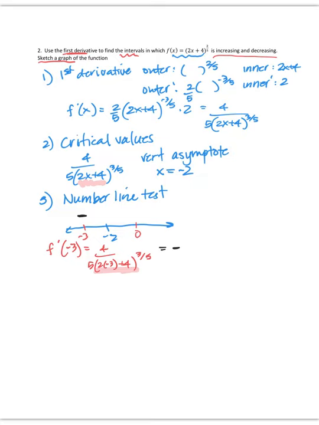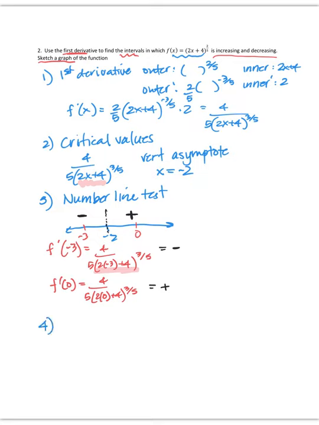Now we're going to look at 0 in our function. This is our testing point. So we're going to have 4 over 5, 2 times 0 plus 4 to the 3/5. And if you take a look at what that number might be, positive or negative, it ends up being positive. So we have positive on that right side of the critical value. If you want to do some more dividing of the different sections, you can do that as well. The thing we're asked to do next is to draw the graph.